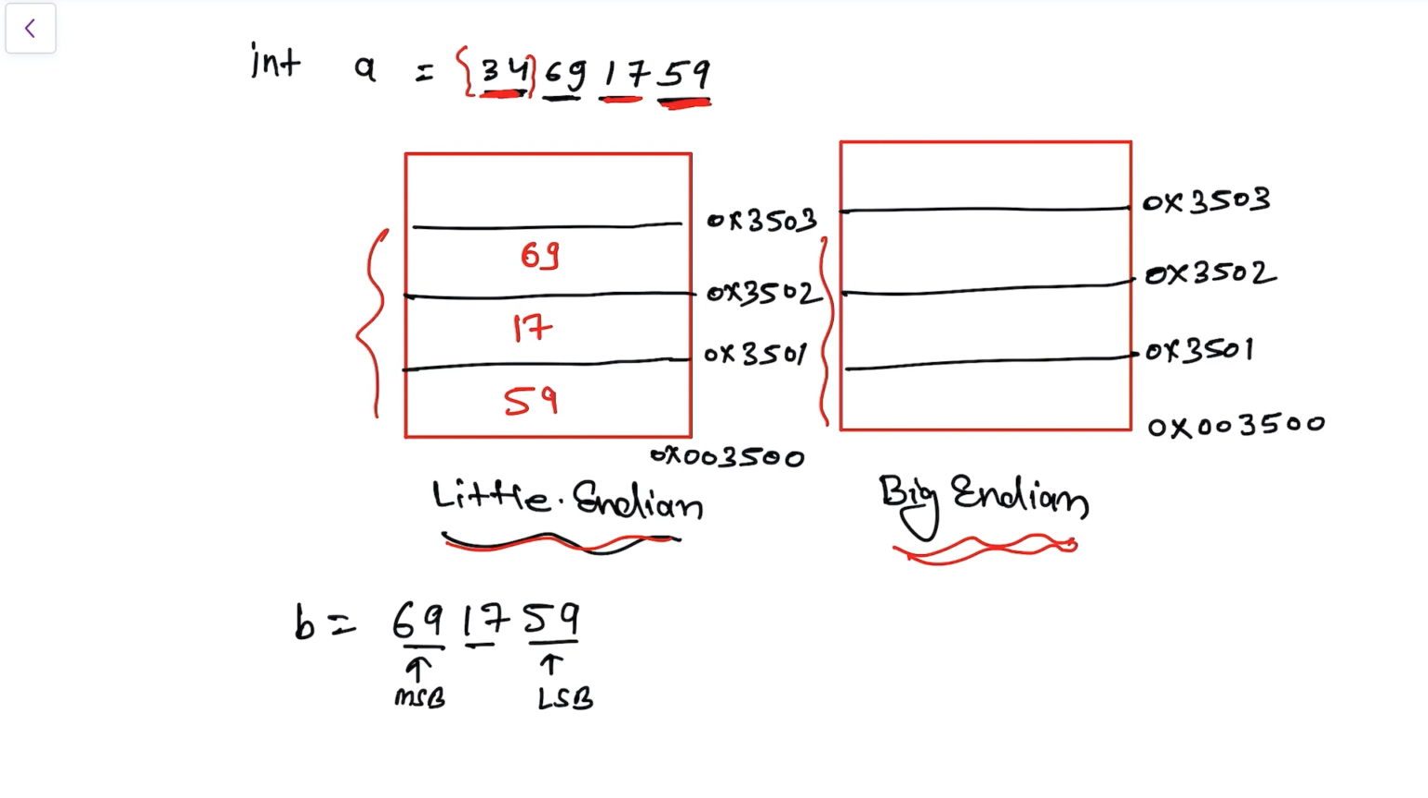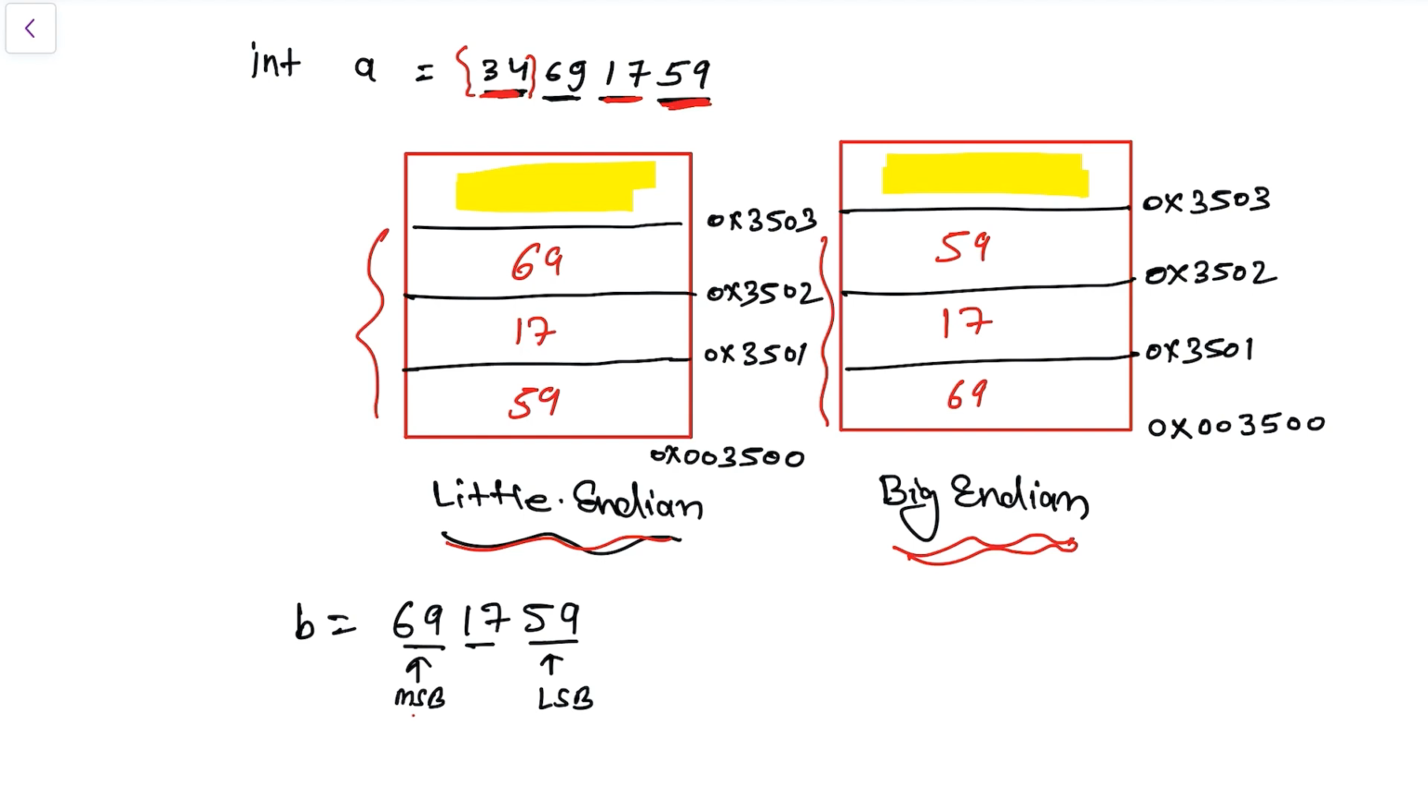So in this case, what will happen? I'm going to delete this first. In this case, the MSB will be stored in big Endian first. That's the 69, and then 17, and then 59. But here what happens? It first stores the 59 and the 17 and 69. Okay, and this one is empty. So we don't have anything here, so this is completely empty.